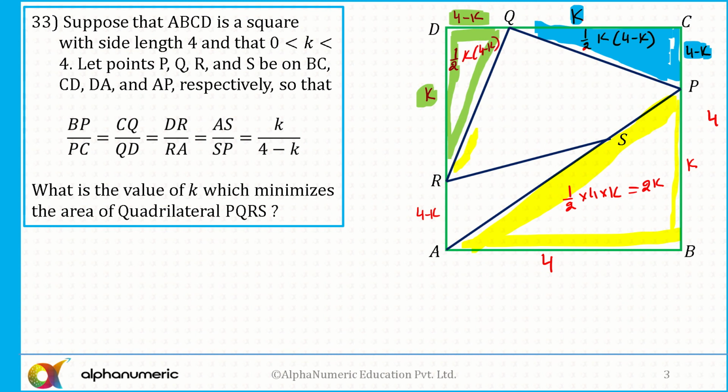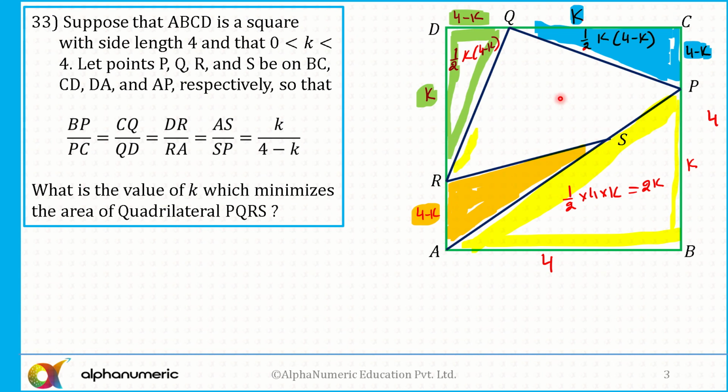Now, we need to find out the area of one more triangle. Let's see how we can find out the area of this triangle, and that is the difficult part here. We need to find out the area of this particular triangle, and from the area of this square, if I subtract all the areas, we'll get the answer. So what is the base of this triangle? If I consider the base of the triangle as 4 minus K, from point S, what is the height? I should know the height from point S here. But how to find out the height?